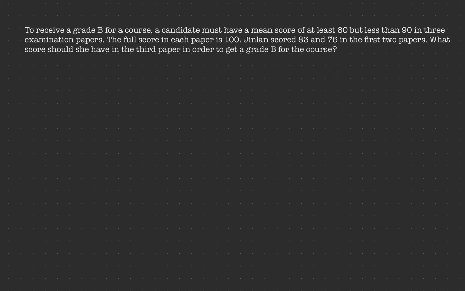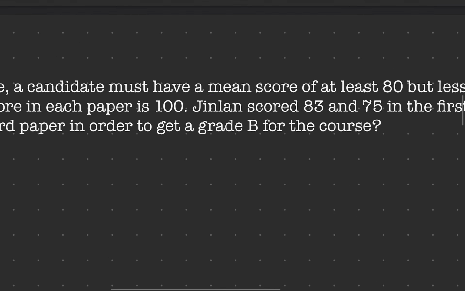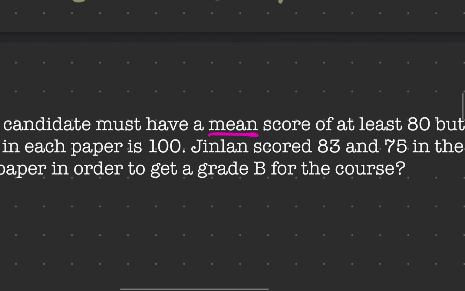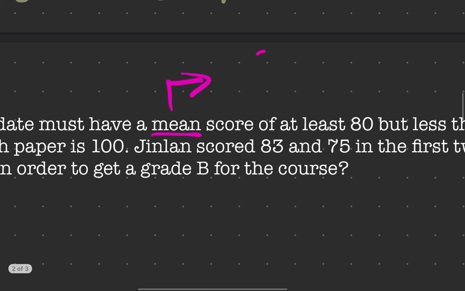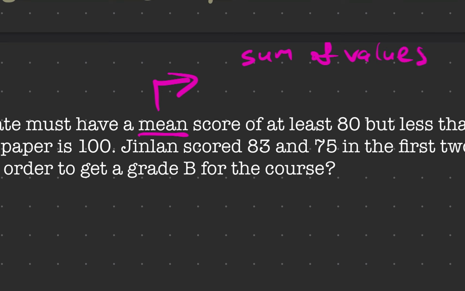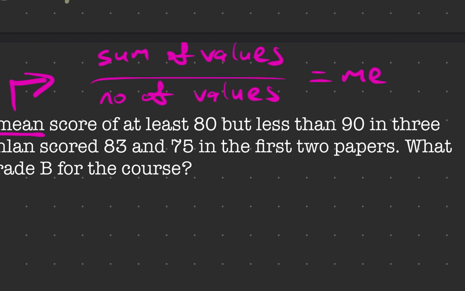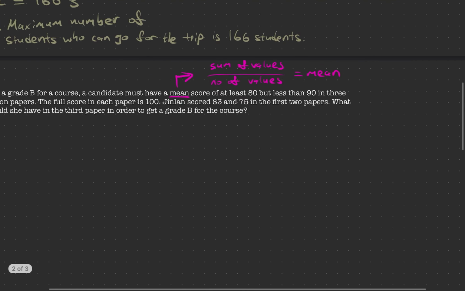Alright, for this one, we have to compare. So, to get things straight first, what is a mean score? It's basically something like your average. So basically, you sum up all the values. Then you divide by the number of values you have. So that will equal to your mean.